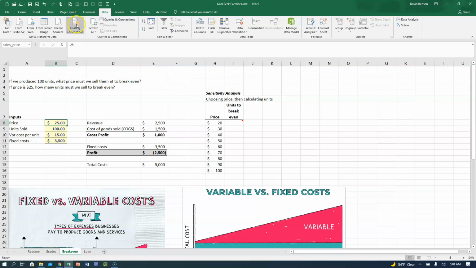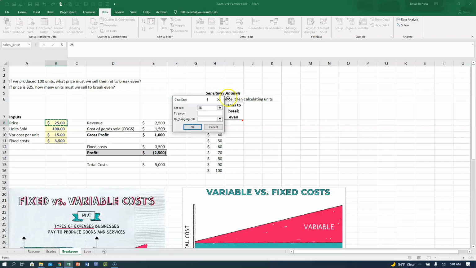So same thing. We're going to say What-If, Goal Seek, and this is one of the weaknesses of Goal Seek: you have to sort of start over every single time. But in this case, we're setting profit still to 0 because we're trying to break even. This time, instead of changing quantity, we want to change the price. So I'm going to change this cell to B8 so that it's pointing to the price.